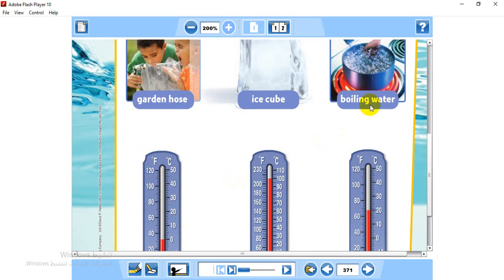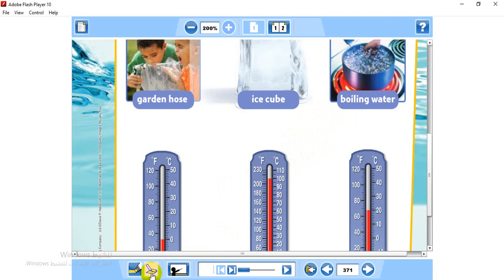What about the boiling water, guys? The boiling water always takes a temperature of what exactly? 100 or more than 100. Okay guys, this is the boiling water, and the water starts to evaporate at what degree exactly? 100 Celsius degrees. So you have to match this one with this one. Okay guys, you have to match them.